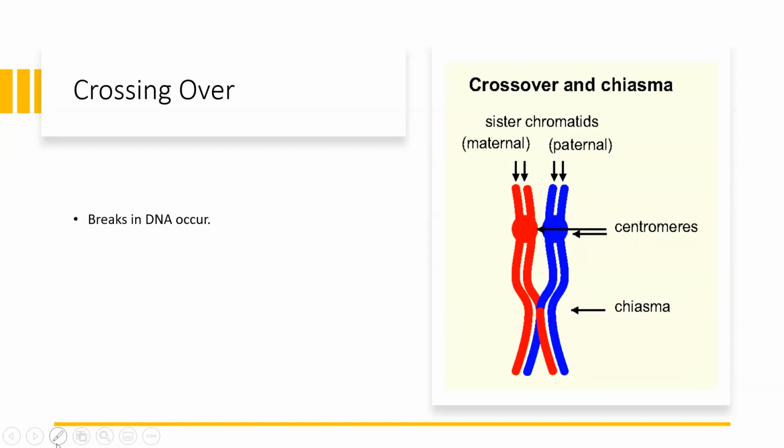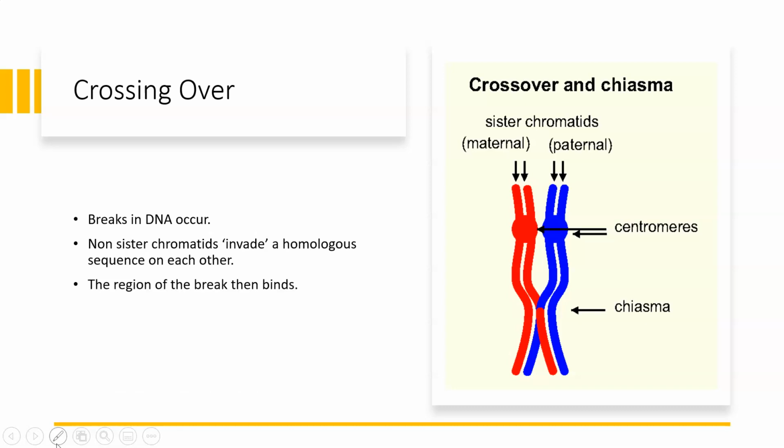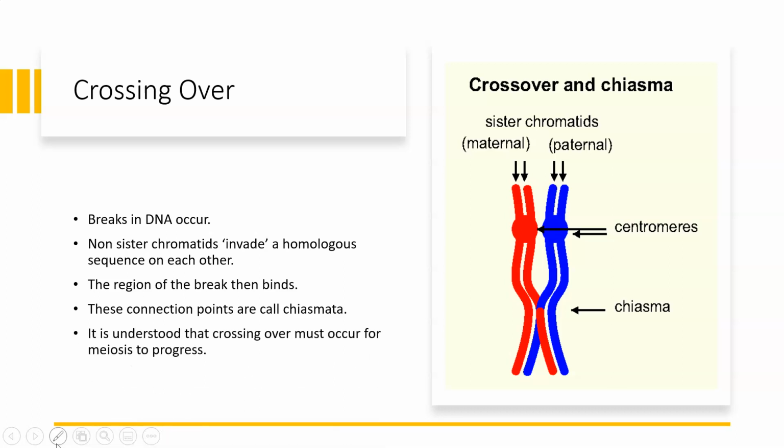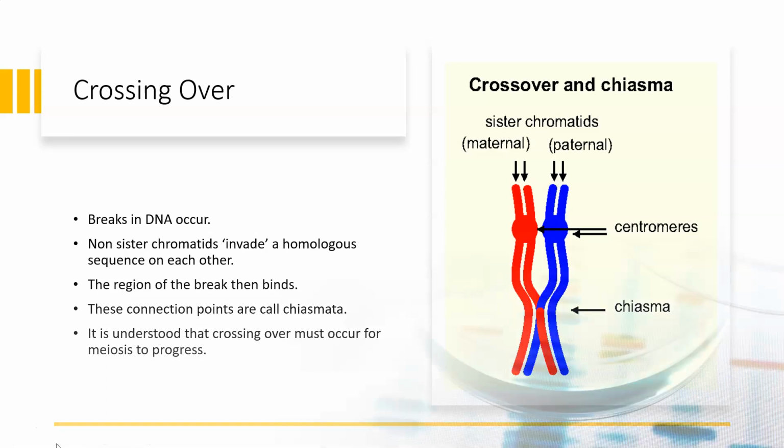So what occurs? There's a break in the DNA. The non-sister chromatid invades a homologous sequence on each other. So actually say it invades. The region of the break then binds, and these connection points are called chiasmata. It is understood that crossing over must occur for meiosis to progress. If crossing over doesn't occur, meiosis does not occur.